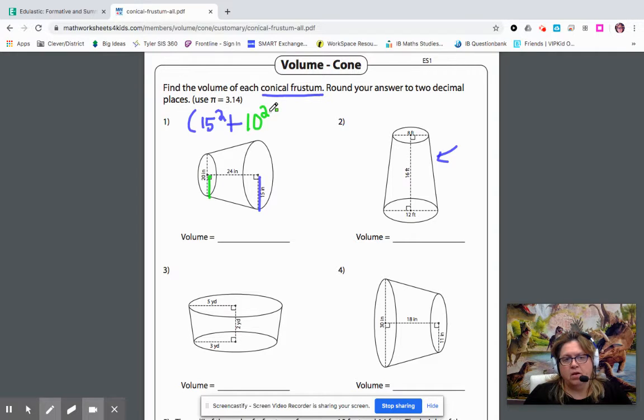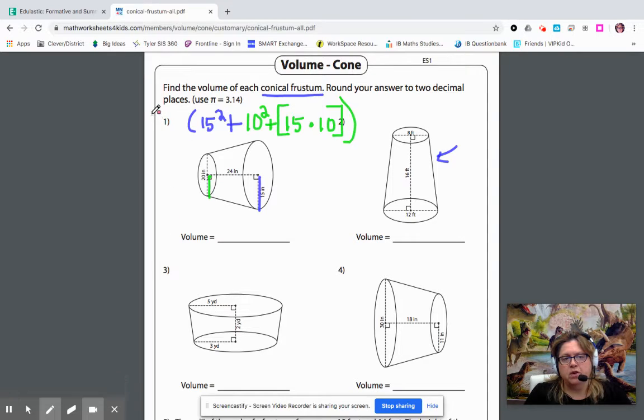Now, I also have to take those two and I'm going to add that, and I'm going to take radius 1 times radius 2. All right, so basically I have 3 different radius measures that I need to calculate that I'm going to work in to our volume formula.